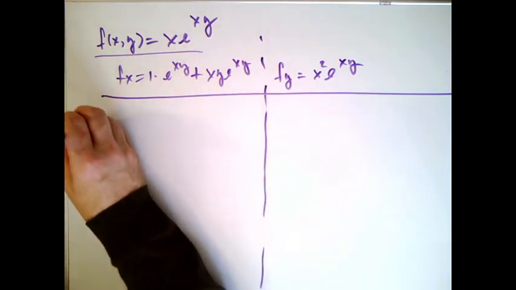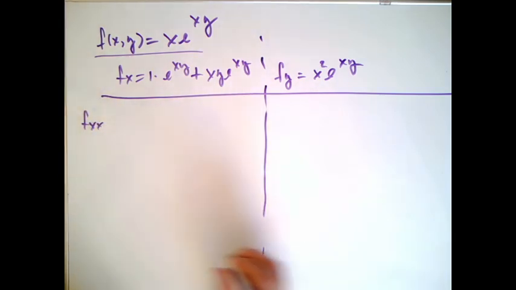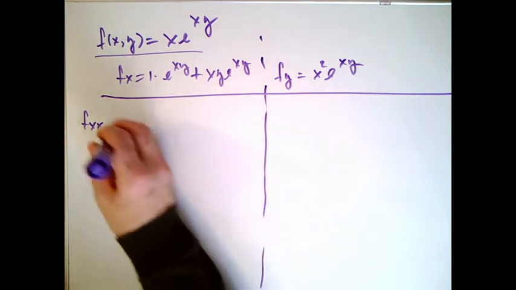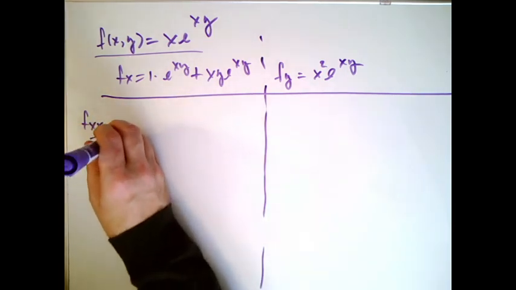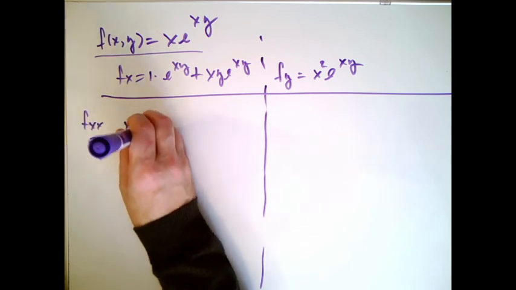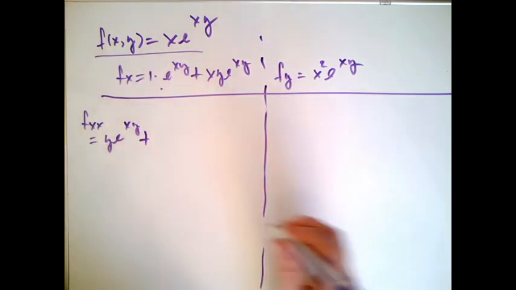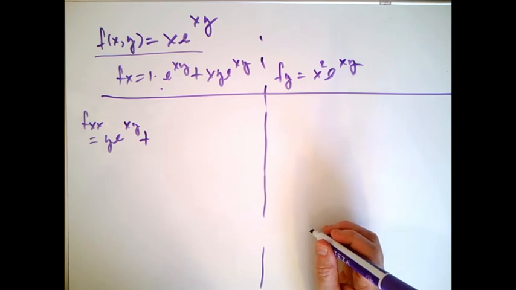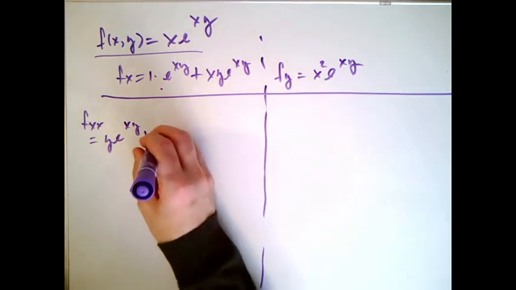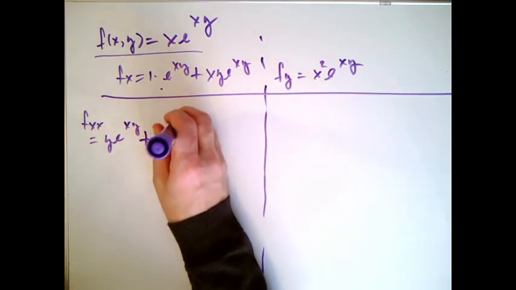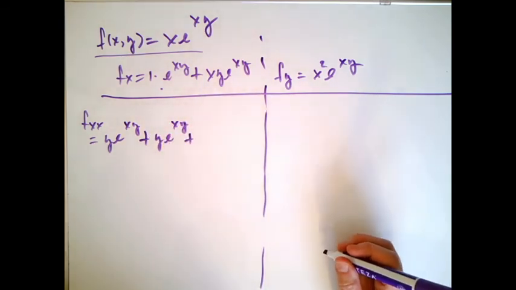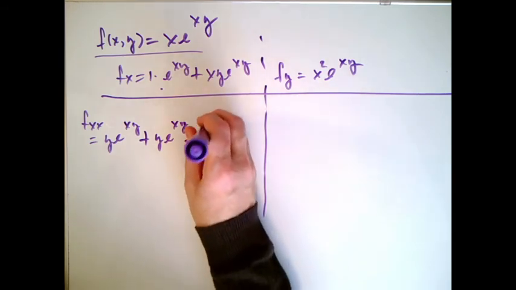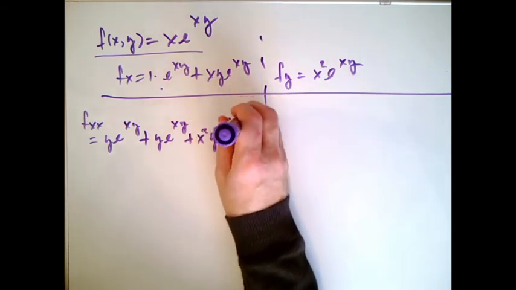If I want to find fxx, I now have to take the partial derivative of that with respect to x. Let's see here. I'm going to get y e to the xy like that. That takes care of this part here. The other one I have to use the product rule on, so it's the derivative of the first, which is y e to the xy, plus the derivative of the second. The derivative of the second is e to the xy times the derivative. That's going to be another y. So that's going to be x squared y e to the xy.